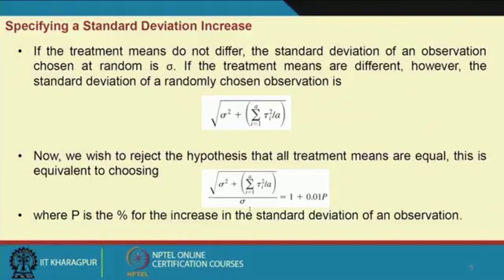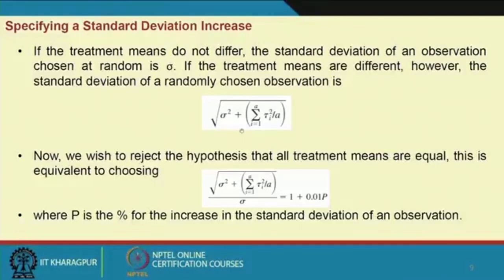The second one is that we will use another criterion. If sigma square is the variance of y, suppose you will accept a certain increase in variation and you specify that, then what should be the sample size for that particular percentage increase in variation? That is known as specifying a standard deviation increase.